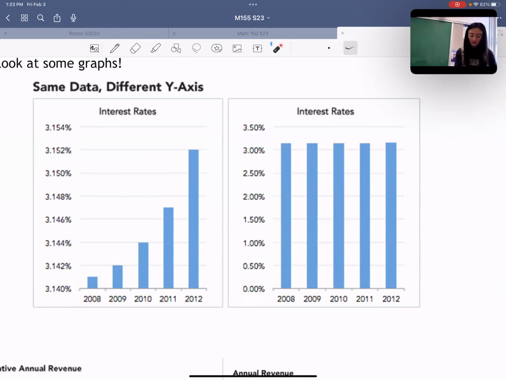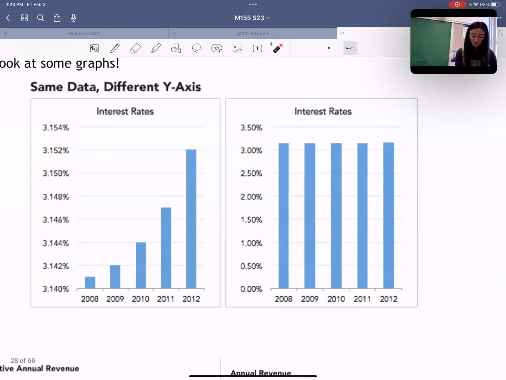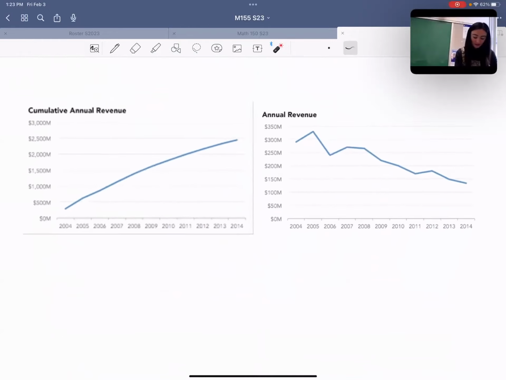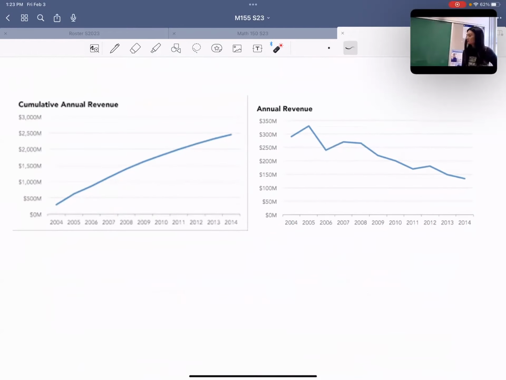Okay, let's do something that's a little bit more deceptive. Let's go to these two graphs. This is the annual revenue. The graph on the left is going up. The graph on the right is going down. What if I told you that these were the same data set? What's the difference between these two graphs? How can one go up and the other one go down?